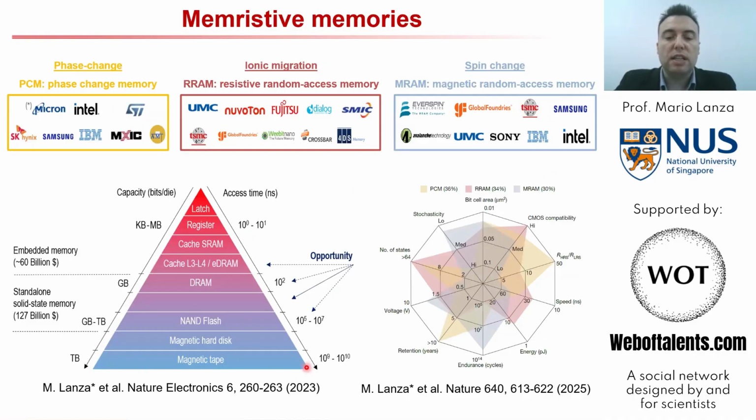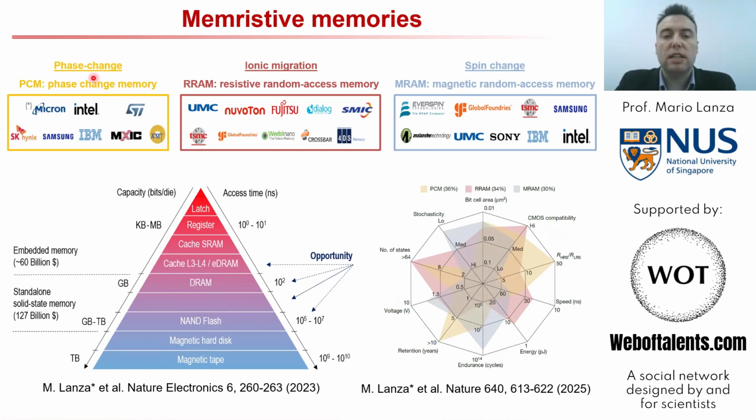In this pyramid, you can see the different types of memories that are being commercialized depending on their capacity and their access time. And here in this radar plot, you can observe the properties of three different families of memristors, those that are based on phase change phenomenon, ion migration, which are normally referred to as resistive random access memory, and those that work under spin change, which are normally called magnetic random access memory. And you can see that based on this performance, they can fill different gaps of this memory hierarchy.